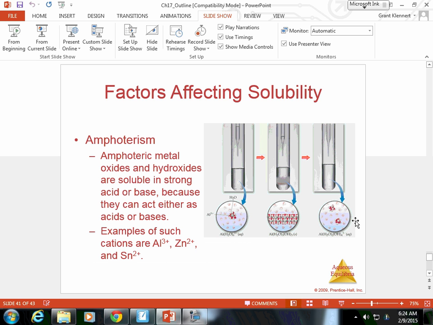Just a couple things remaining when we talk about solubility. We can have amphoteric metal oxides and hydroxides that are soluble in both strong acids and bases. Examples of such amphoteric metal oxides would be aluminum, zinc, and tin.